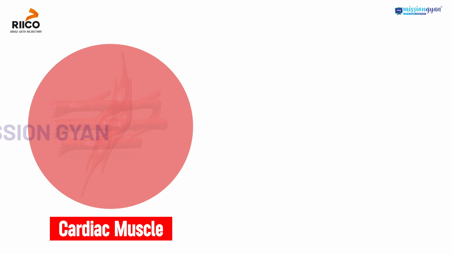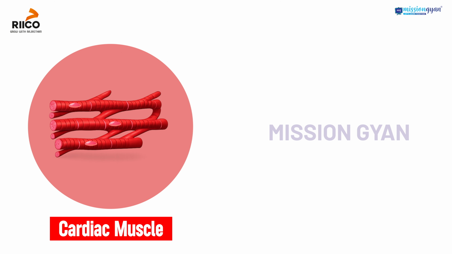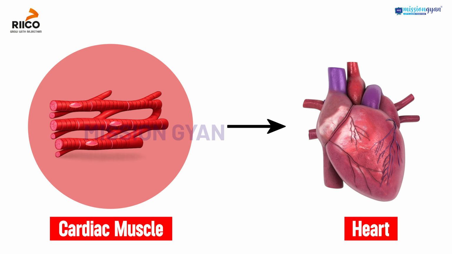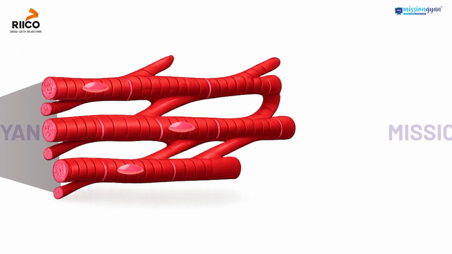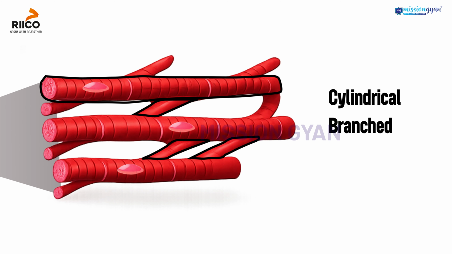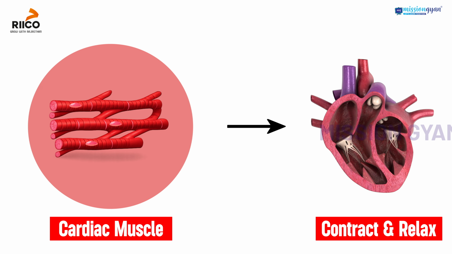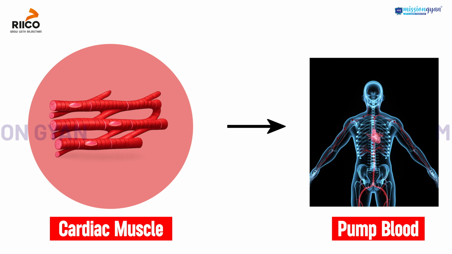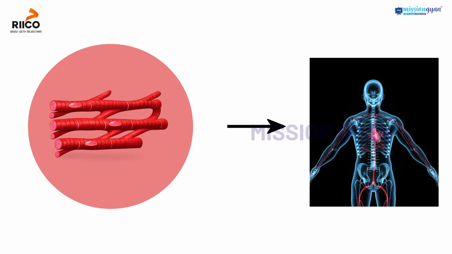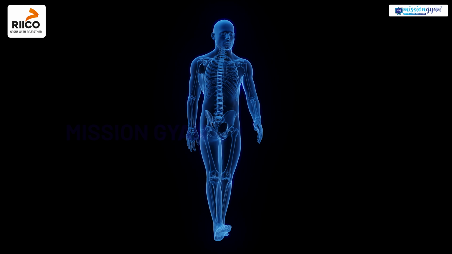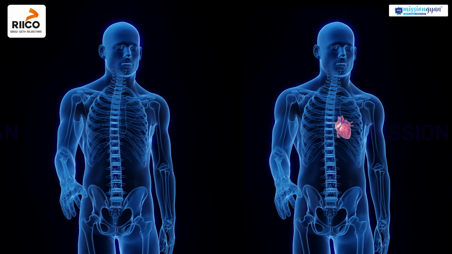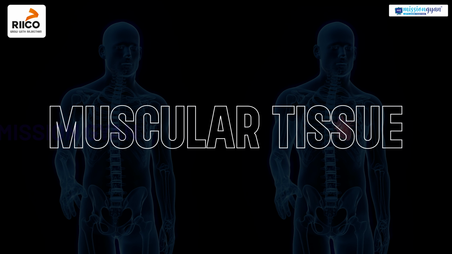Finally, we have cardiac muscles, which are found only in the heart. Their cells are cylindrical, branched, and uninucleate. They contract and relax rhythmically throughout life to pump blood throughout the body. So, next time you move your hand or feel your heartbeat, remember the important role of muscular tissue in the body.